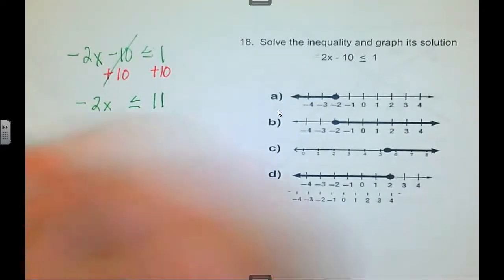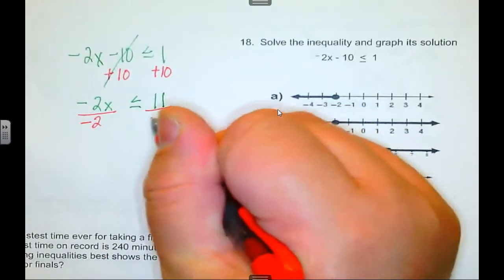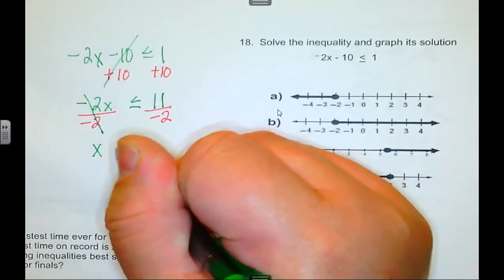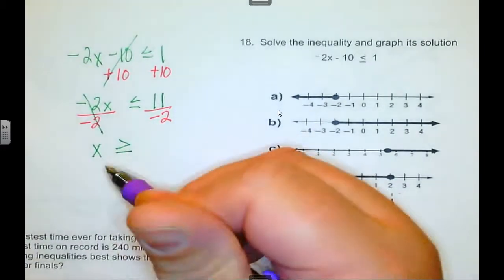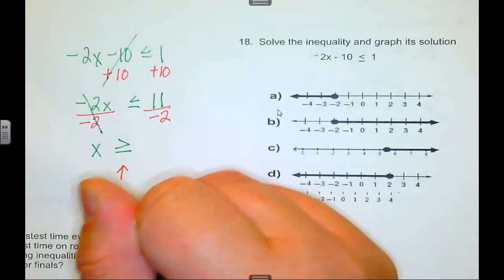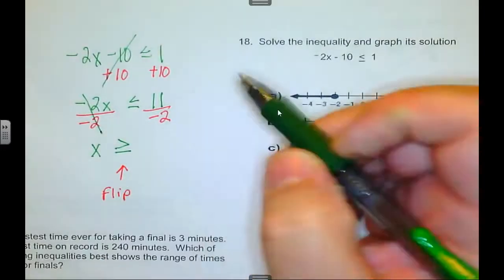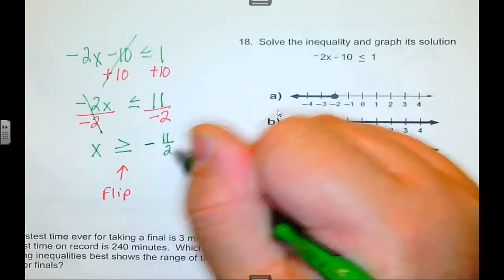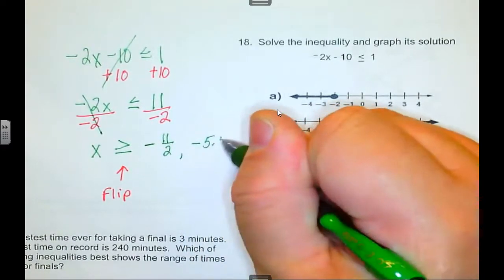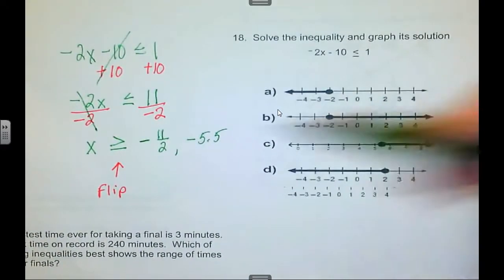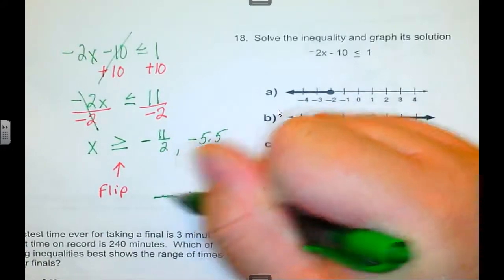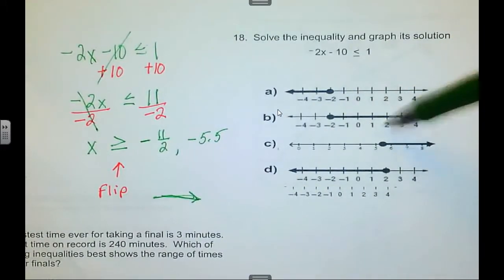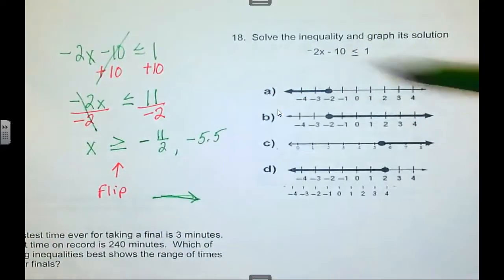Okay, going to divide by the coefficient negative 2. These cancel out. x is going to be greater than. I have to flip because I divided by a negative number. And negative 11/2 is about 5.5. So if I go over here, first of all, it's greater than, so I know that my graph's going to go that way. So it's got to be either B or C. And if I look at these two graphs, it's a closed circle because of the line, so they're both closed circles.